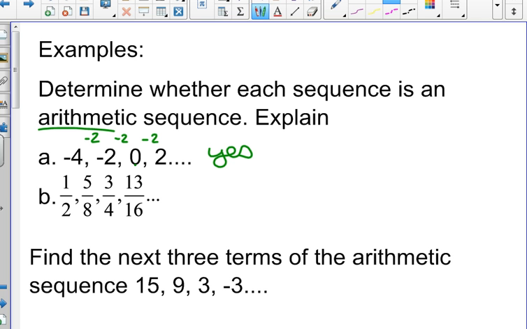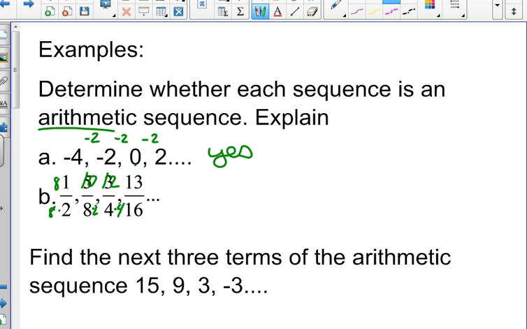You do the same thing with the next one. These are fractions, so in order to find the difference, you would have to subtract. They have to have a common denominator. All these numbers go into 16. So I'm going to multiply this by 8, so this would be 8 sixteenths, and multiply this one by 2, and this one's going to be 10 sixteenths. Multiply this one by 4, and this one's going to be 12 sixteenths, and then 13 sixteenths.